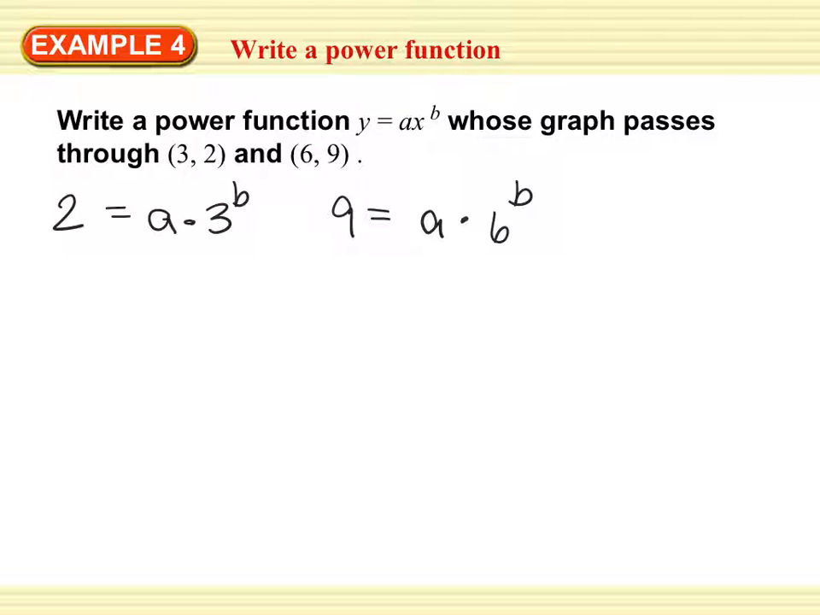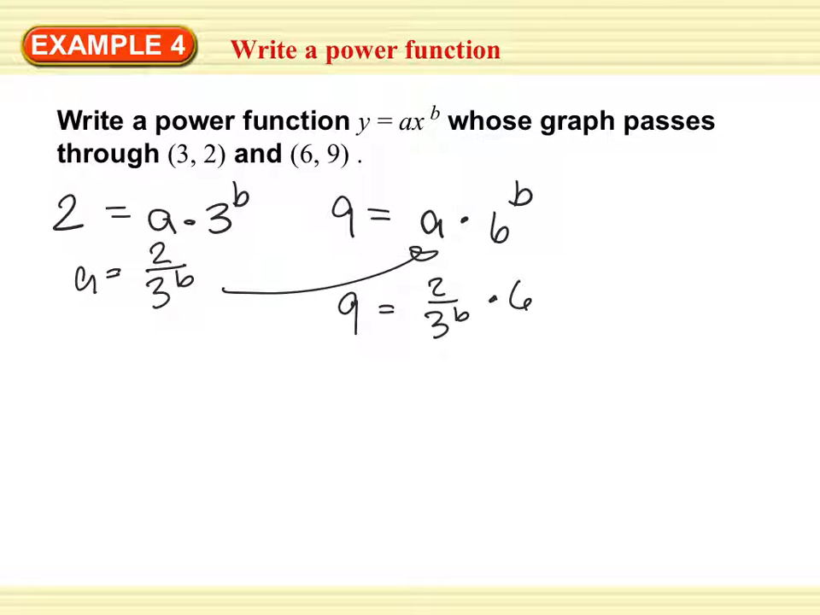Let's solve for a in the initial equation. So a equals 2 over 3 to the b, which I know is silly, right? Let's substitute that in for here. 9 equals 2 over 3 to the b times 6 to the b. Ooh.